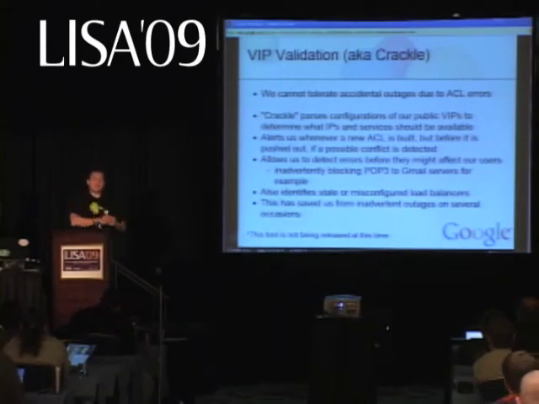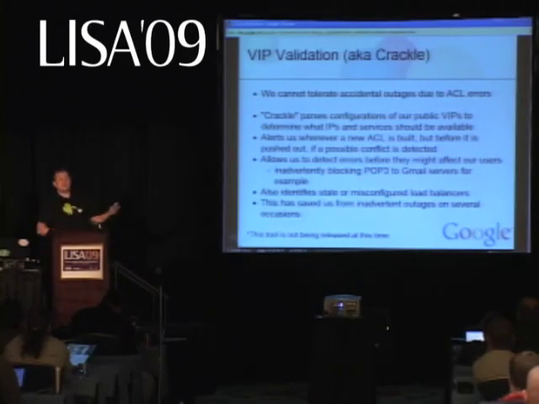And it'll generate a report that comes out and says, hey, by the way, did you know they're running IMAP with SSL on this VIP, but you're not allowing it? You might want to go ahead and check before you actually push this ACL. That's kind of handy stuff to know.